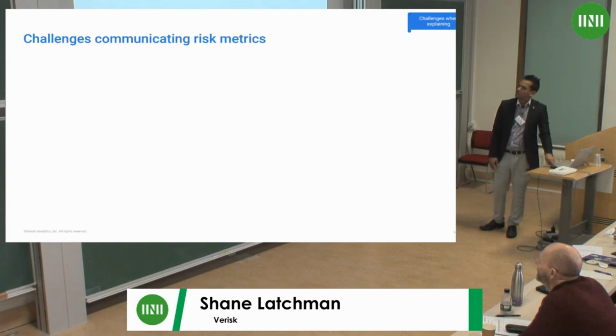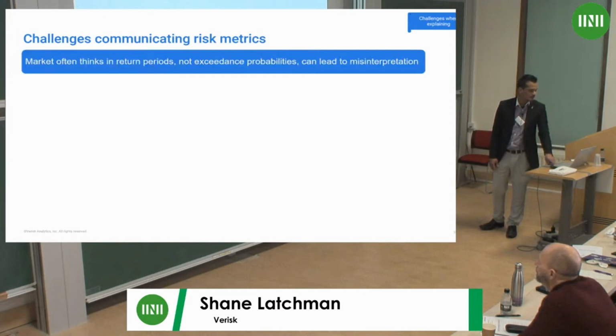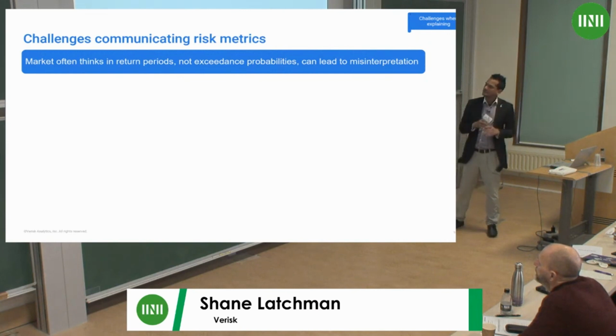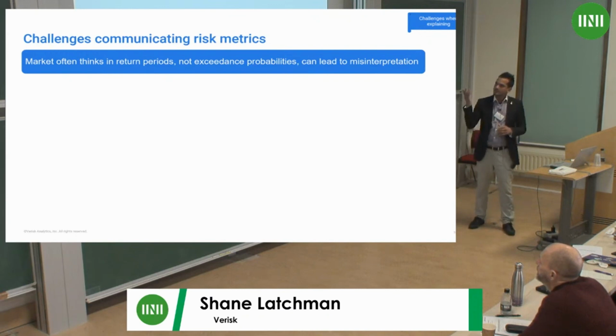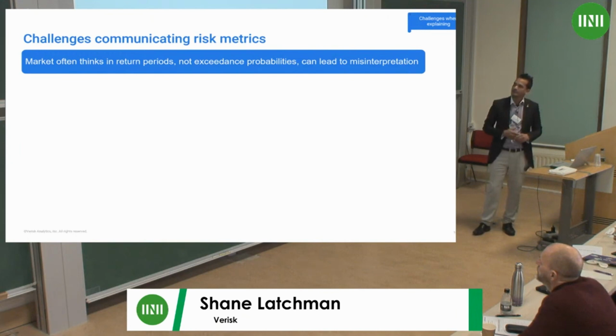The next part I want to talk about really is more the meat of the discussion, which is really the challenges that we have when communicating risk metrics. And so number one is something I alluded to earlier, and bits of it were alluded to in previous talks. The market often thinks in return periods and not exceedance probabilities, and that can lead to misinterpretation. When I say the market, as I mentioned, I really mean the insurance market, the city here, but also the wider market. I'll explain why I think that happens in a second.